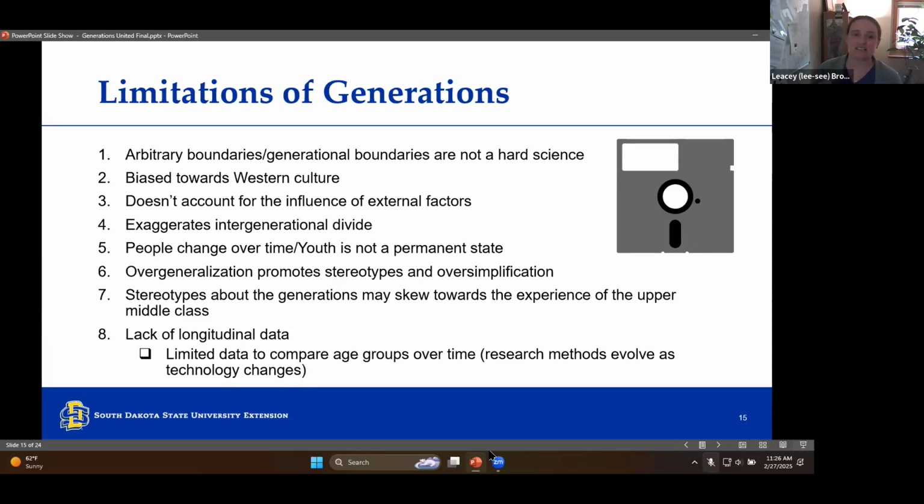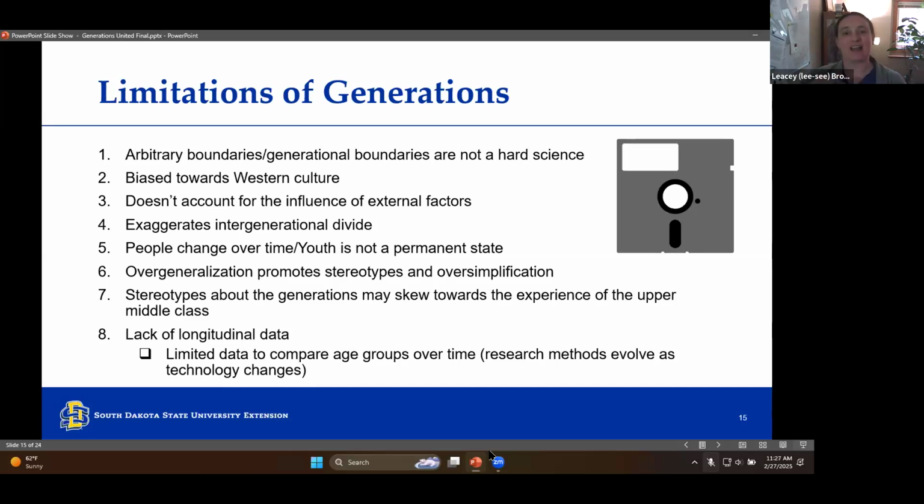Generations exaggerate the intergenerational divide. They lead us to believe that we, as members of different generations, are in conflict with people from other generations. People change over time. Generations tend to focus on who people are in their youth. And the simple fact is, the older we get, the more diverse we become from our peers. When we're all 18, we're pretty similar across the board.